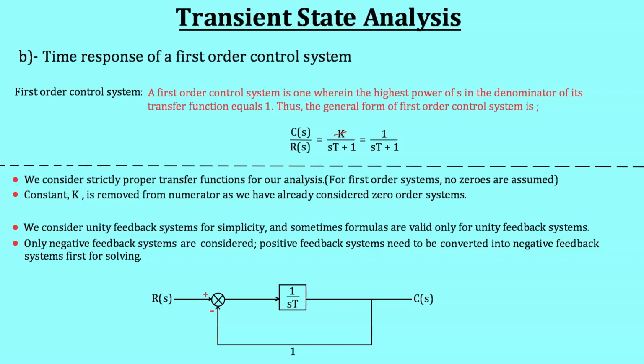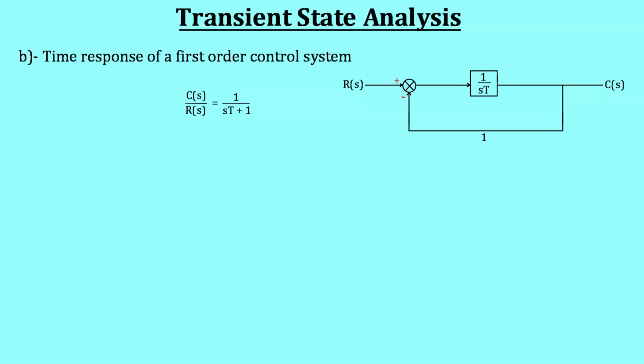I just told you all these 4 points so that you can solve a variety of problems even if the block diagram in the question is slightly different from the block diagram through which you have understood the concepts or are very familiar with. Hoping that all the 4 points are clear to you, now I think it should not be a problem to understand why we have taken the transfer function of a first order control system to be equal to 1 upon sT plus 1, and also the block diagram is simply a unity feedback system.